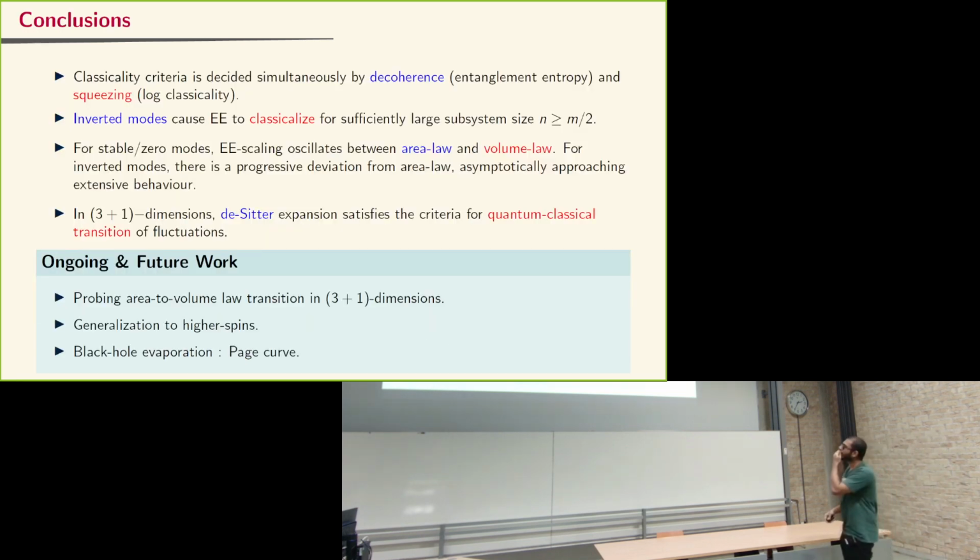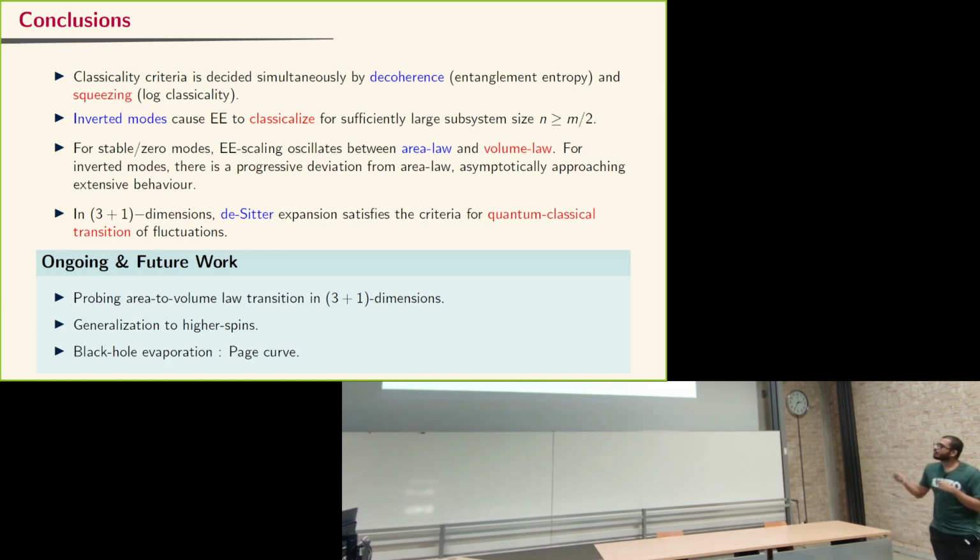So to sum up, the criteria that we look at here is once you have a vacuum state and you run the evolution with time, a good way to identify quantum to classical transition is by looking at decoherence and squeezing. And what we showed is that inverted modes, which correspond to modes that actually get stretched out beyond the Hubble radius, cause entanglement entropy to classicalize for sufficiently large subsystem size. And we also see that there's a progressive deviation from area law to volume law as this inversion happens.